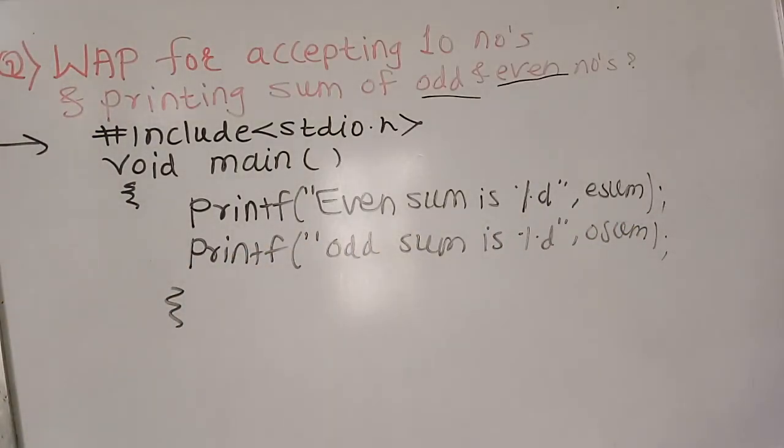So this is the logic behind how to accept 10 numbers from the user, how to separate them as even or odd, and how to display the summation of the even and odd numbers. This is all about another example related to array programs. Thank you so much.